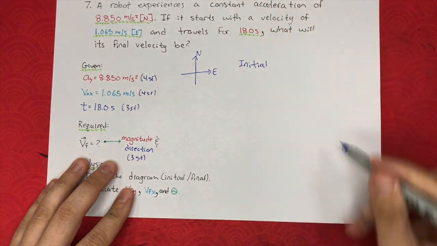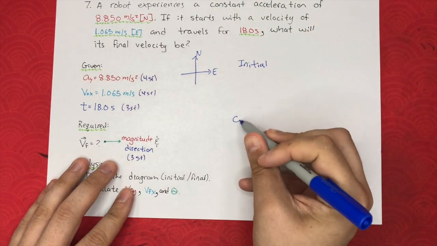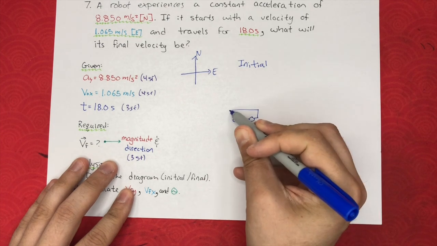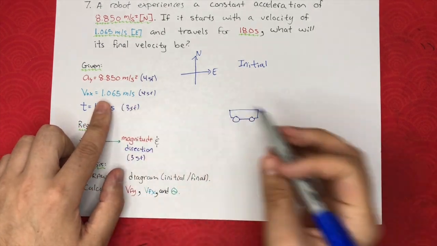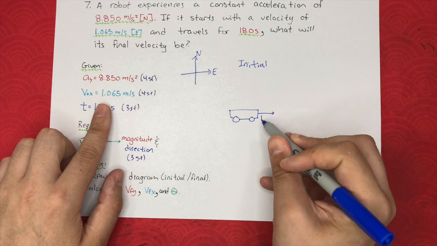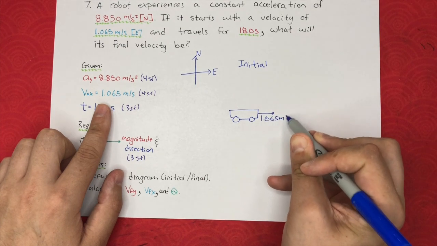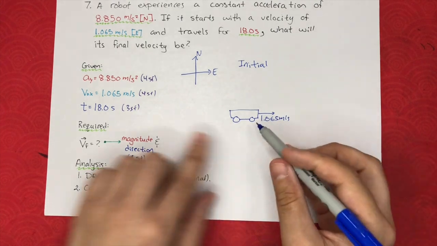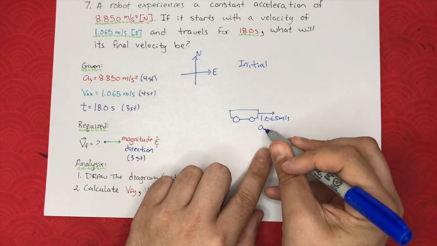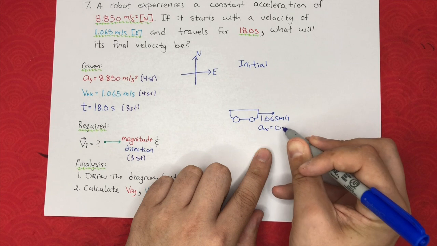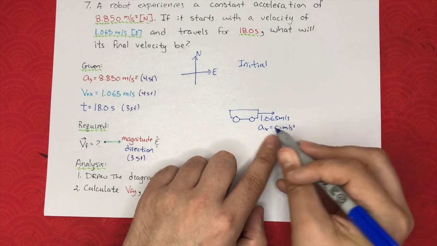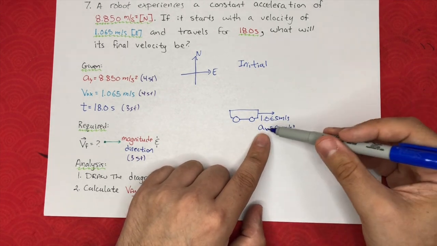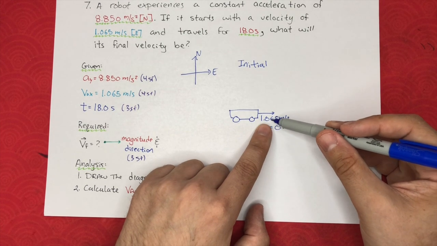What does the initial situation look like? Well, we have some robot, and it has, let's say, wheels. And it's moving in the x direction at 1.065 meters per second. It does not have a y velocity, and it does not have an x acceleration. So we can say that the acceleration in the x direction is equal to 0. That means this velocity should not change, because the x acceleration will affect the x velocity.